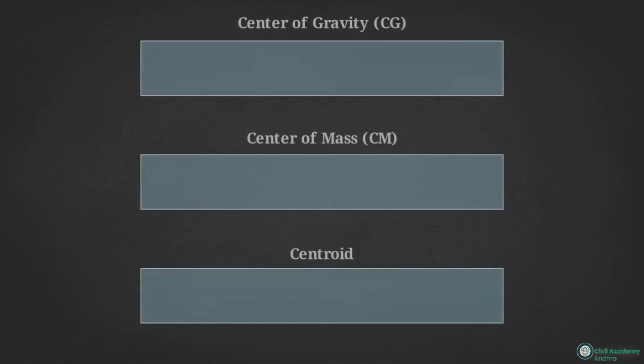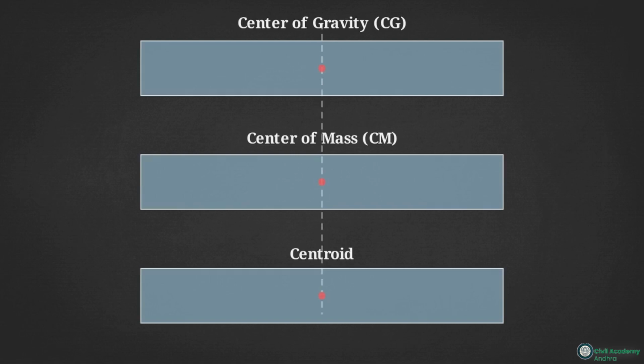For a perfectly uniform material, three distinct physical concepts overlap at this center. The center of gravity is where the total weight acts, the center of mass is where the total mass is concentrated, and the centroid is the purely geometric center of the shape.